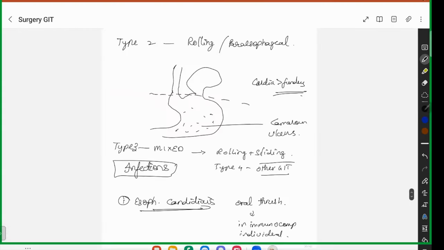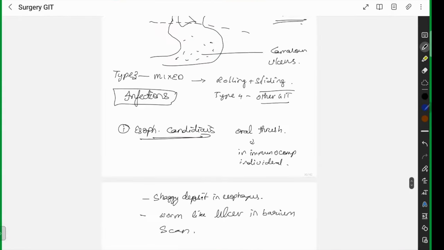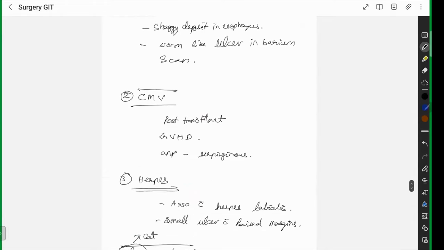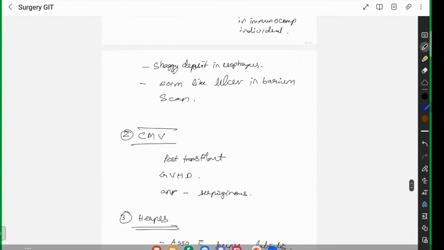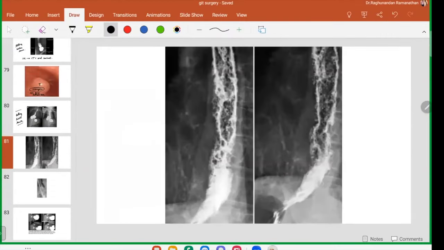Yes. So now we are going to discuss about the infections. So esophageal candidiasis, it's an oral thrush. It is seen in the immunocompromised individual. You have shaggy deposits in esophagus, which is going to be like a worm-like ulcer in your barium swallow. So worm-like ulcer is what I showed you now. So this is your candidiasis.